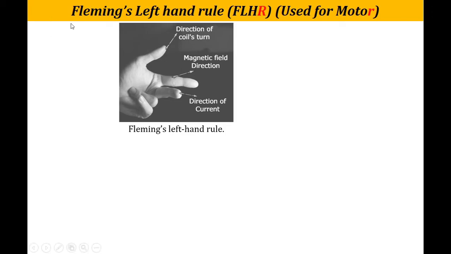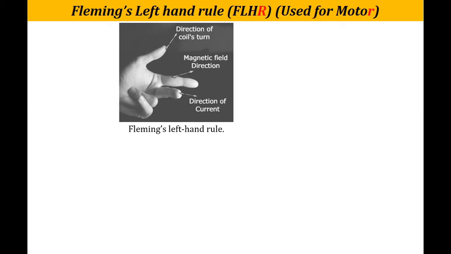Now here you will observe that the name itself has a short form, Fleming's left hand rule, that is FLHR, and it is used for a motor. So purposefully I have made this letter red because you can remember this FLHR, that is Fleming's left hand rule. It is used in the motor. Now in the spelling of motor there is only one R, and in FLHR there is only one R. So we can easily remember this as FLHR, Fleming's left hand rule. It is used for a motor.